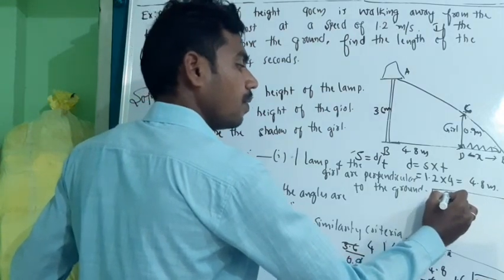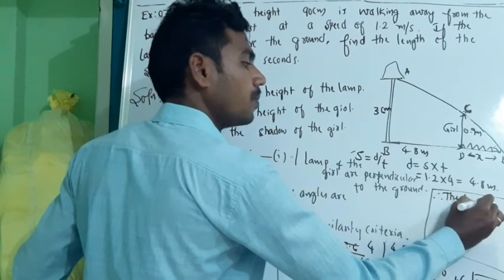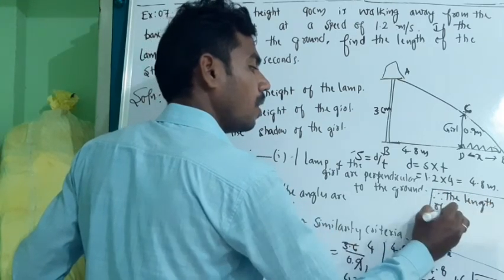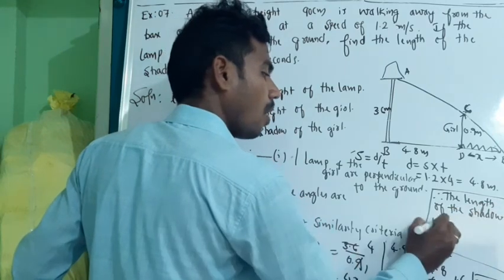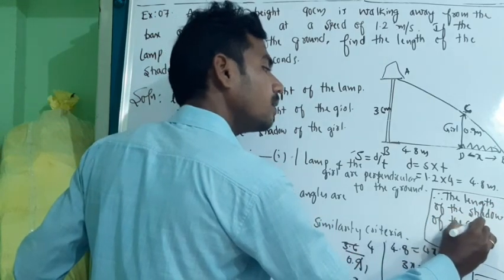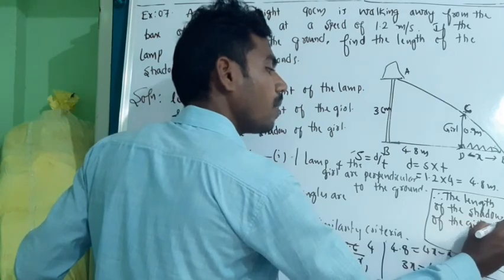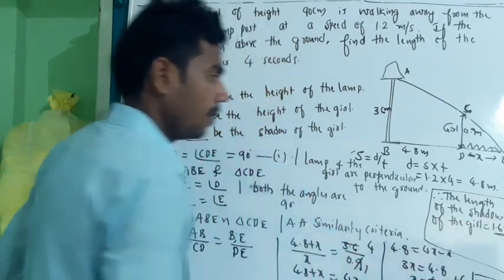Therefore, the length of the shadow of the girl is equal to 1.6 meter. That's it. Please note this down.